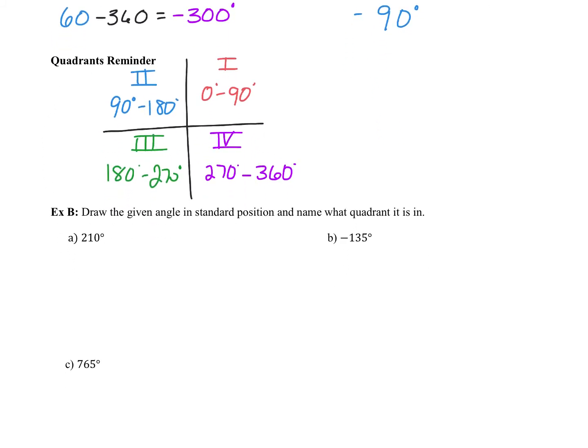All right, so what we're going to do for example B here is draw the angles in standard position, meaning starting on the positive x-axis and going around, and then we're going to name what quadrant it's in, or state it, whatever. Okay, so 210. So I'm going to draw my x and y axis here. Okay, so we're always going to start on the positive x. So on how I like to think about this, and everybody kind of has their own thing.